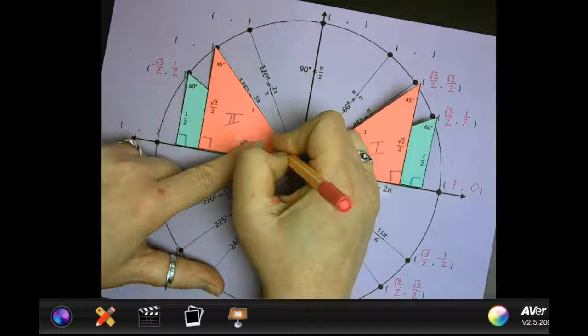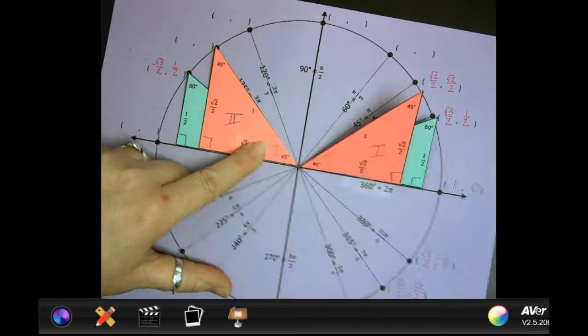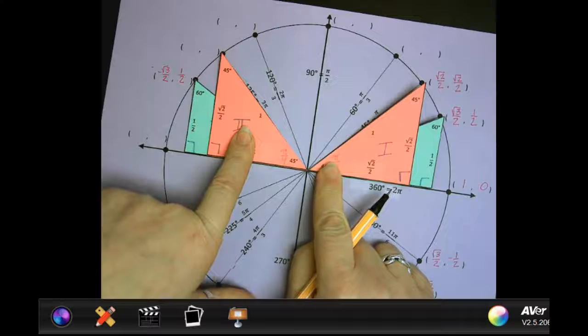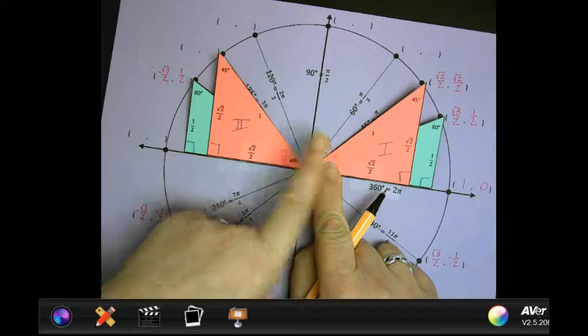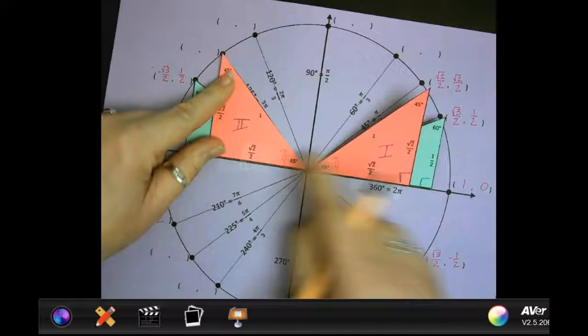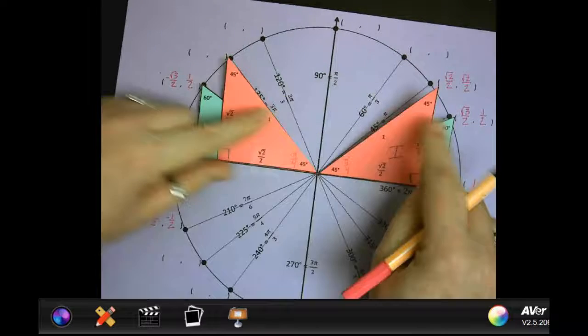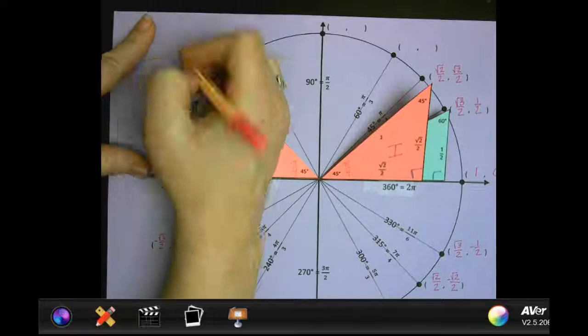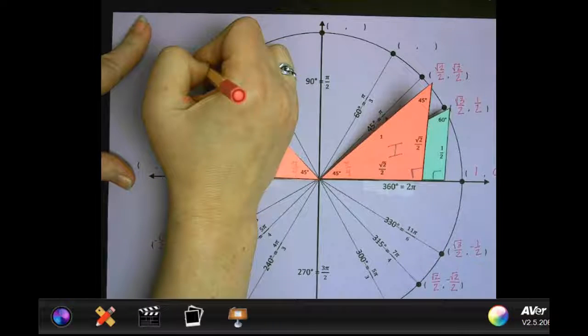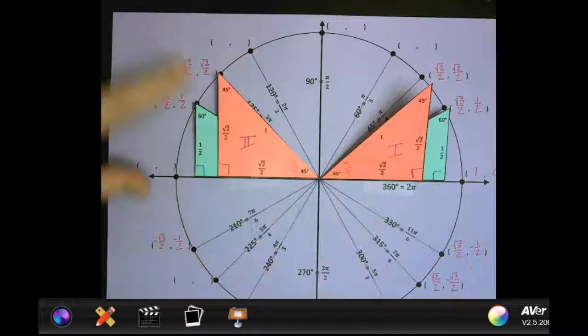This is pi fourths. So basically this is just reflection across the y-axis. And when you reflect in the y-axis, you change the sign on x. And that's exactly what's happening here. I've reflected it in the y-axis, so the point stays the same. All I do is change the sign on x: negative square root of 2 over 2, square root of 2 over 2.